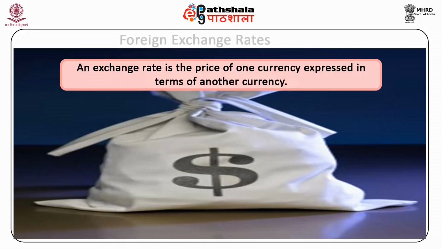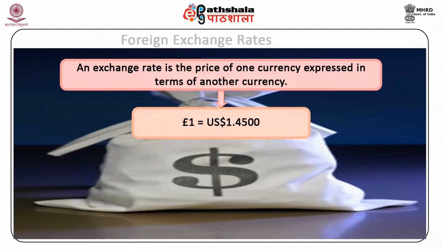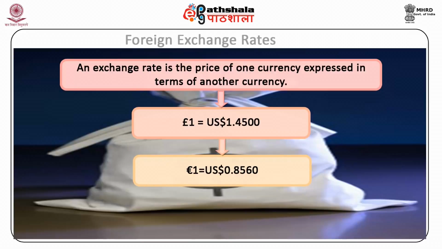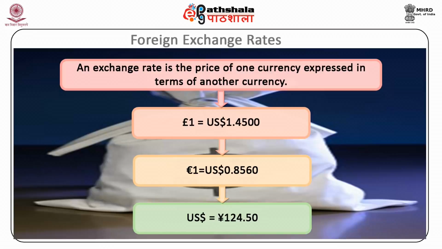Exchange rates: 1 pound is equal to US dollar 1.4500, 1 euro is equal to US dollar 0.8560, US dollar is equal to Japanese yen 124.50. The word rate means ratio, that is, one number divided by another.